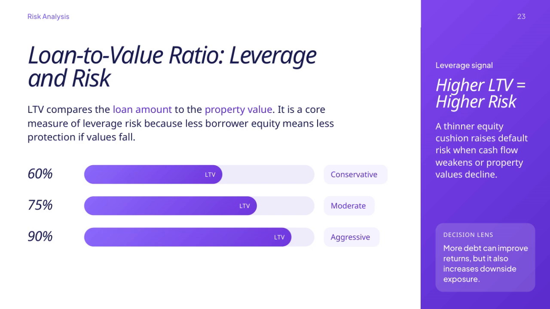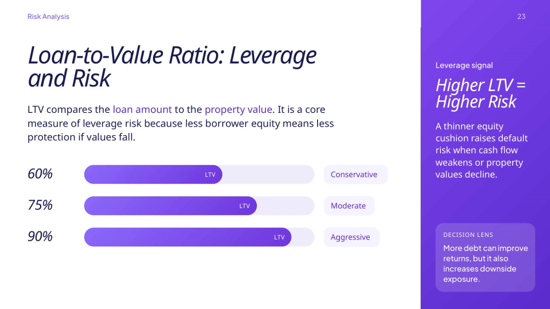For example, an LTV of 60% is considered conservative. Here, the borrower has substantial equity in the property, which reduces risk. At 75%, which we call moderate, the risk increases as the borrower relies more on debt. And at 90%, it's very aggressive, meaning the borrower has very little equity and the risk is significantly higher.